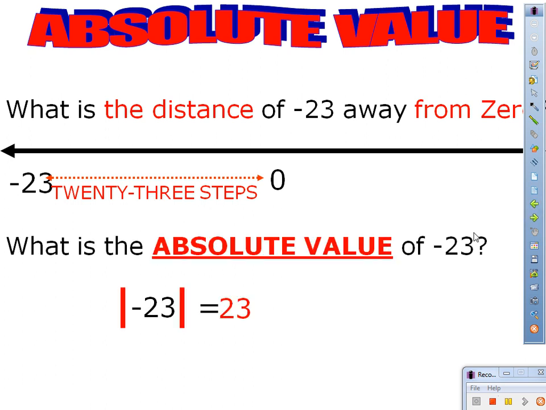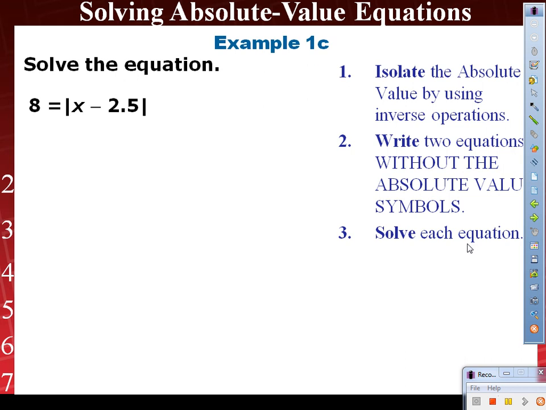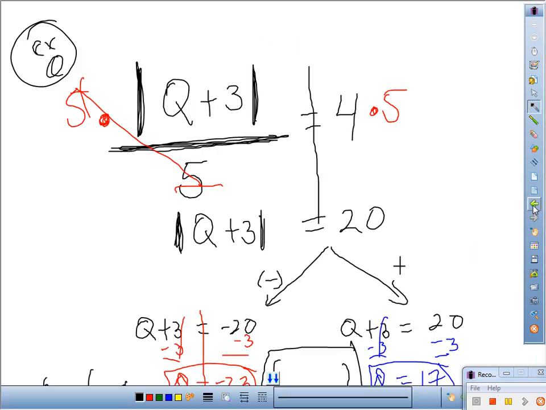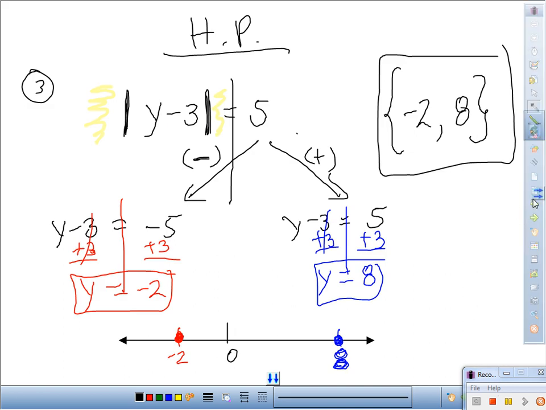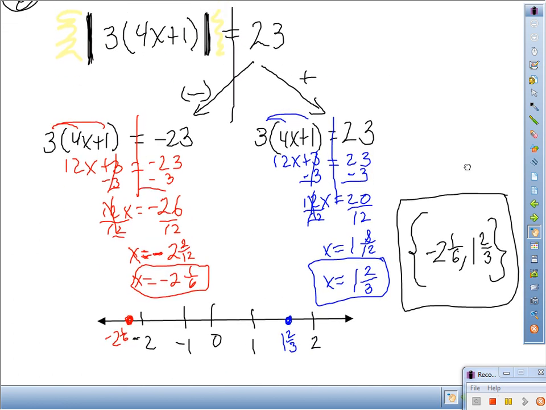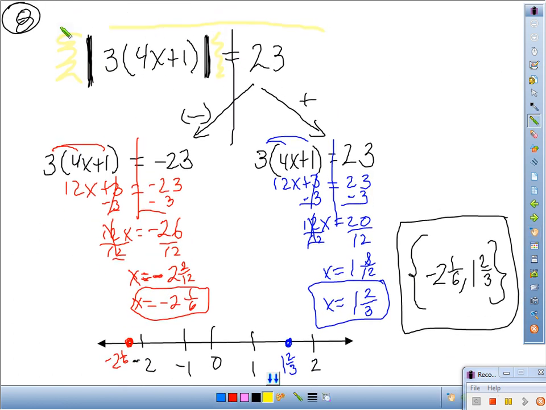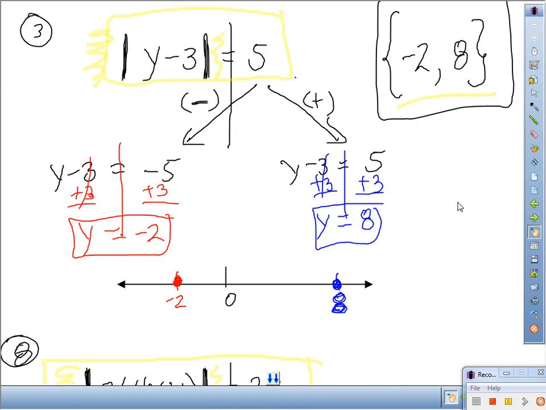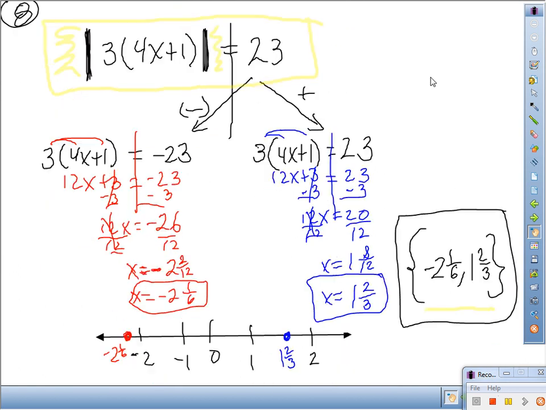So let's go back to what we did right now really quick. Here's the one from the home plate. At this point, since we didn't have anything outside the absolute value, it was equal to a positive 5. How many answers did we get? 2. And we got positive 23. Positive 5, 2 answers. Positive 23, 2 answers.